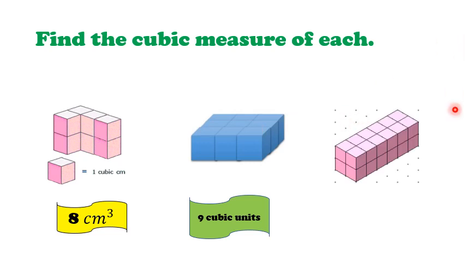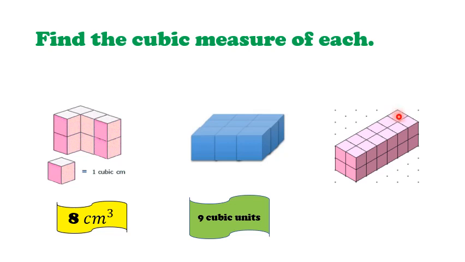Look at example number 3. I have another solid figure and I want to find the cubic measure of this solid figure. That means I will find the volume. To find the volume, I can count the cubic units. Let's start to count and be careful because I have 2 rows. So I will count the first row, then double the number. Start to count with me.